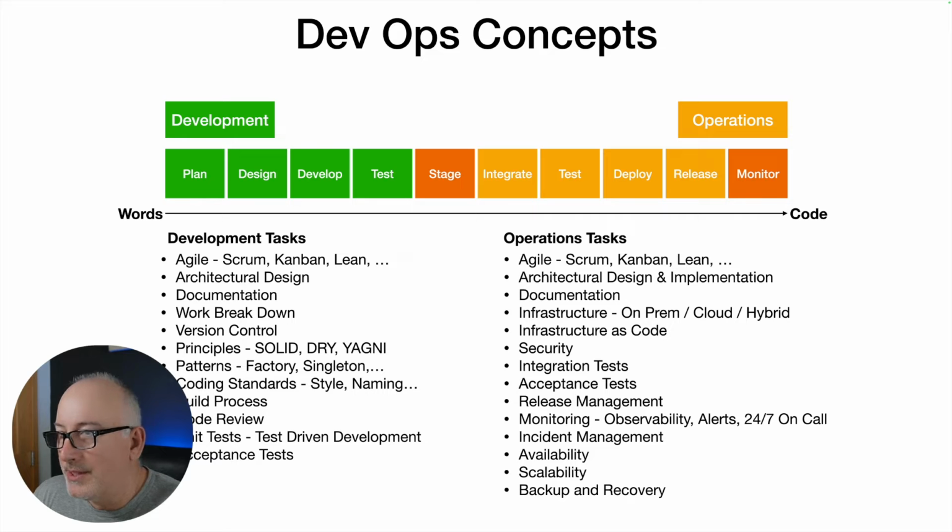On the operations side, again, there's documentation, there's infrastructure that's there, physical, either on-prem or maybe it's in the cloud, or maybe it's some kind of hybrid of on-prem and cloud, but there's some infrastructure that has to be taken care of. On some operational teams, you're going to hear them talking about infrastructure as code, so that they can easily spin up new infrastructure just by running some code.